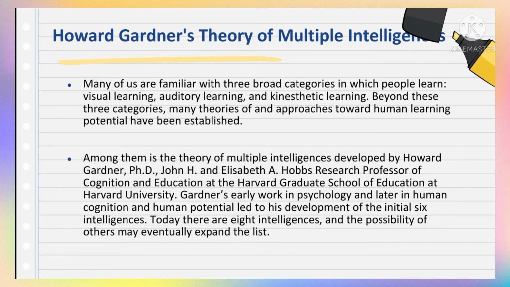Among them is the theory of multiple intelligences, developed by Howard Gardner, PhD, John H. and Elizabeth A. Hobbs, research professor of cognition and education at the Harvard Graduate School of Education at Harvard University. Gardner's early work in psychology and later in human cognition and human potential led to his development of the initial six intelligences. Today, there are eight intelligences, and the possibility of others may eventually expand the list.